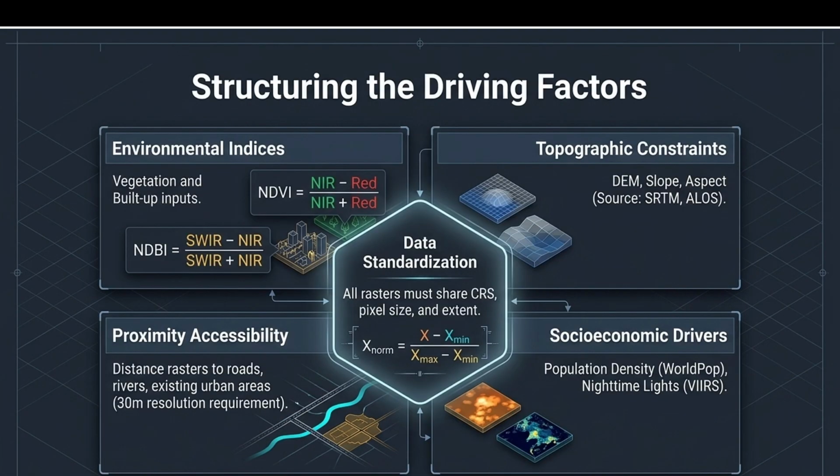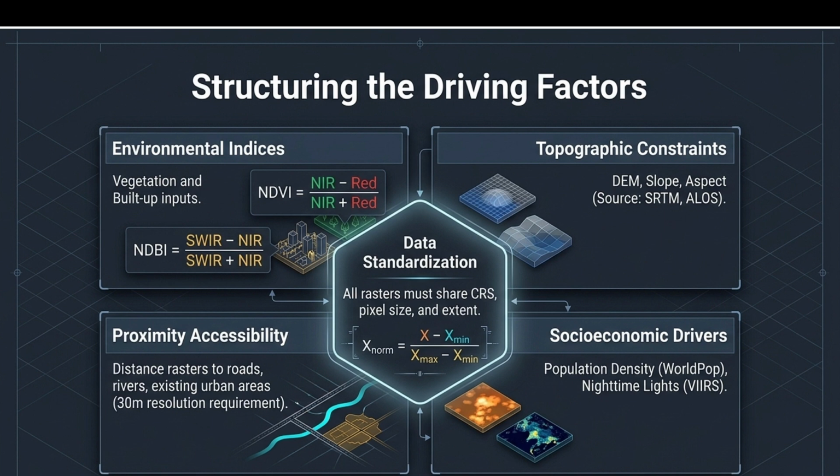Then if you check the driving factors, we can add different types of driving factors. Here I include some driving factors. Suppose environmental indices, we can add different types of environmental indices as driving factors. Suppose NDVI, vegetation, built-up, NDBI, we can also add. Further, we can also use different types of topographic factors. Suppose DEM, then slope, then aspect, we can also add. And also proximity and accessibility: distance to river, distance to road, distance to urban areas.